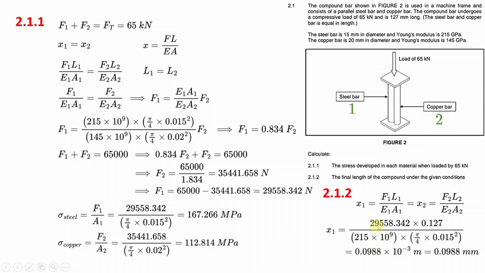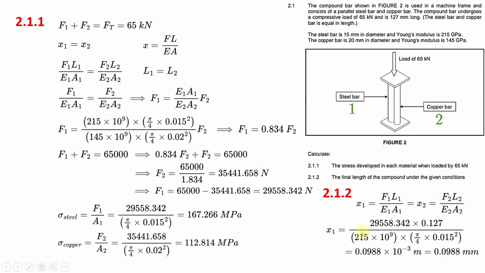So F1 is this, we got it here. It's for steel, the force in the steel multiplied by the length of the steel bar, which is the same as the length of the copper bar, in this case 0.127, because it's 127 millimeters. In meters, it gives you 0.127, divided by E1, which is the Young's modulus of steel, 215 gigapascals, multiplied by the cross-section area of the steel. When you do the calculations, you get this in meters, and you can convert it to millimeters. That is 0.0988 millimeters. That is the shortening.